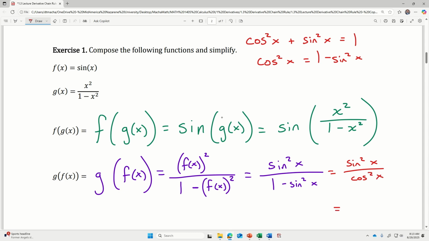And then, since tangent is sine over cosine, this is the same thing as tangent squared. Okay. So I would really encourage you to be super duper familiar with your trig identities, because that can help a lot of times in making derivative calculations easier.